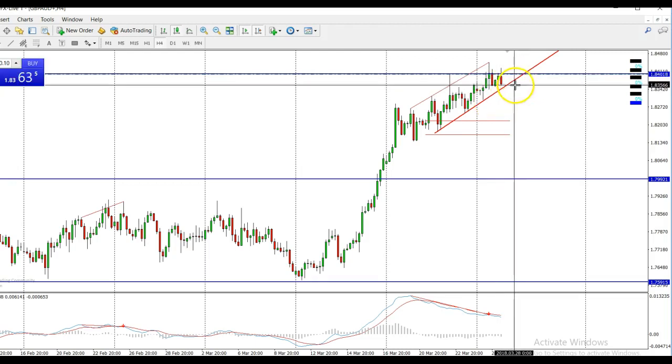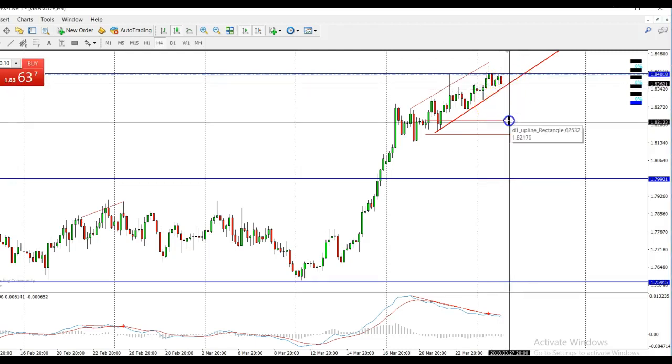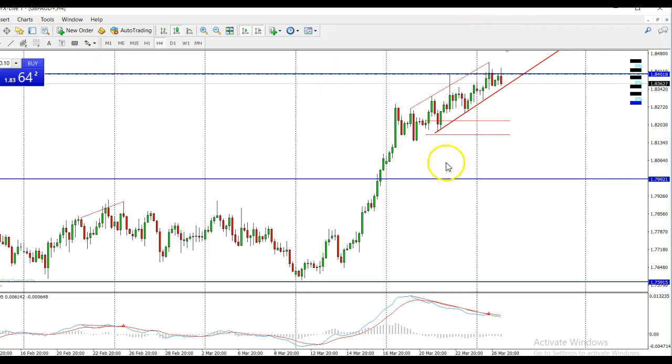Break of this trend line here, and it drops down towards 182 anyway. That would be the first target. So I'm going to put that in.